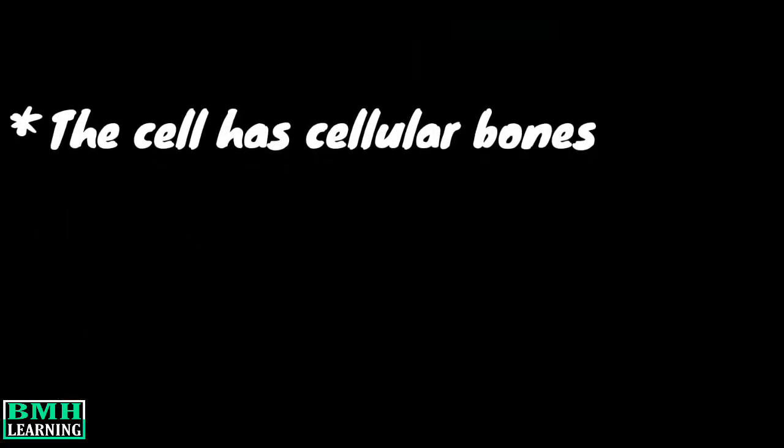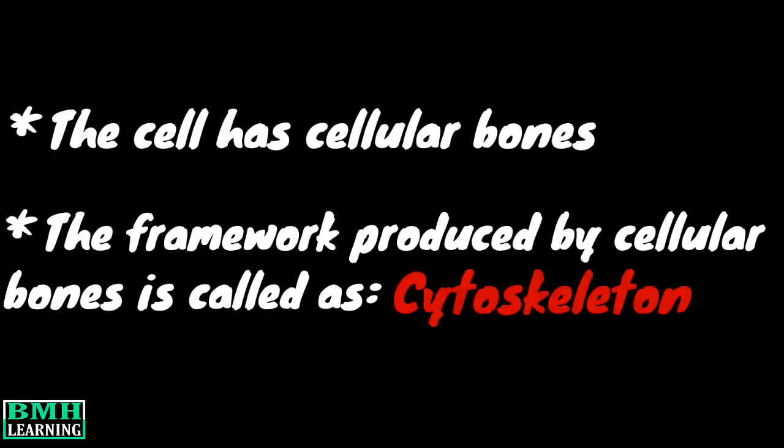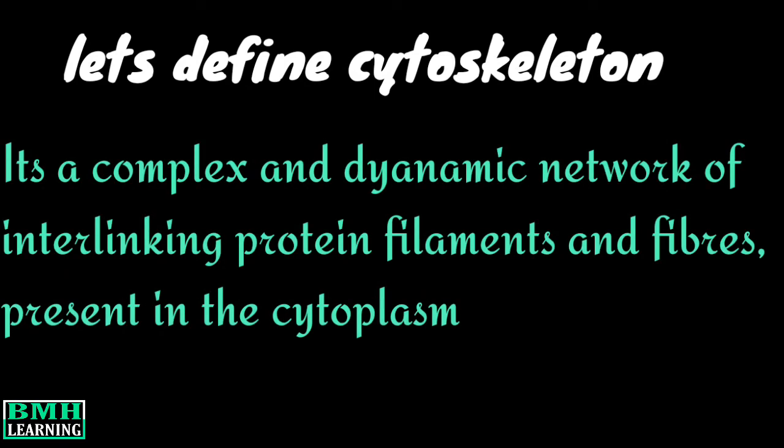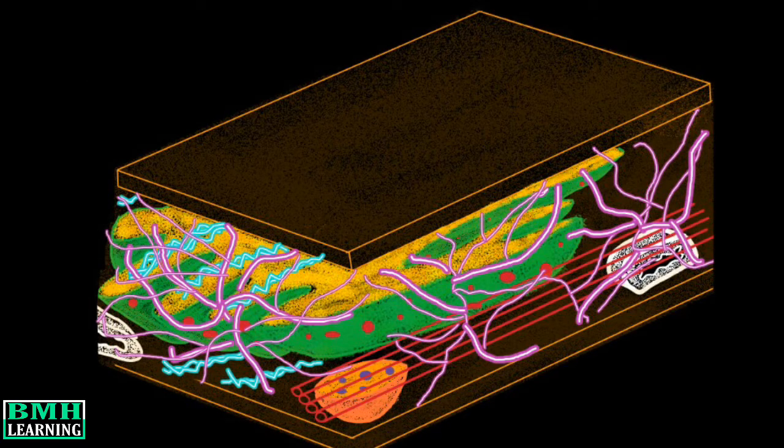Similarly, the cell has cellular bones. And in cell biology, the framework produced by these cellular bones is called the cytoskeleton. Now we got our term. Let's define cytoskeleton. It's a complex and dynamic network of interlinking protein filaments and fibers present in the cytoplasm. Now, this is how a cell would look with the protein skeleton framework.